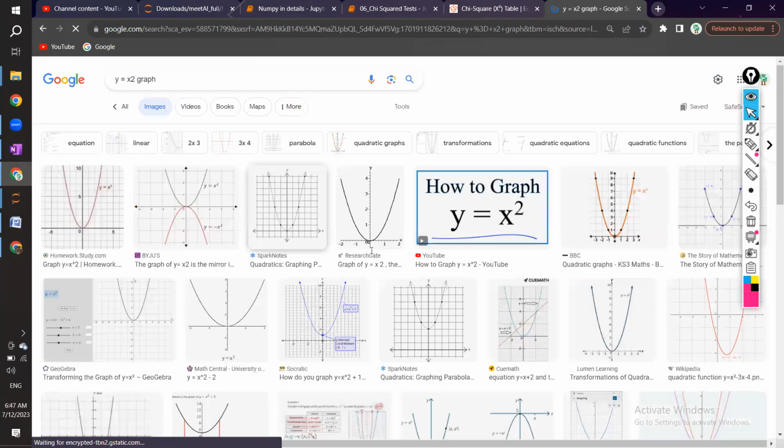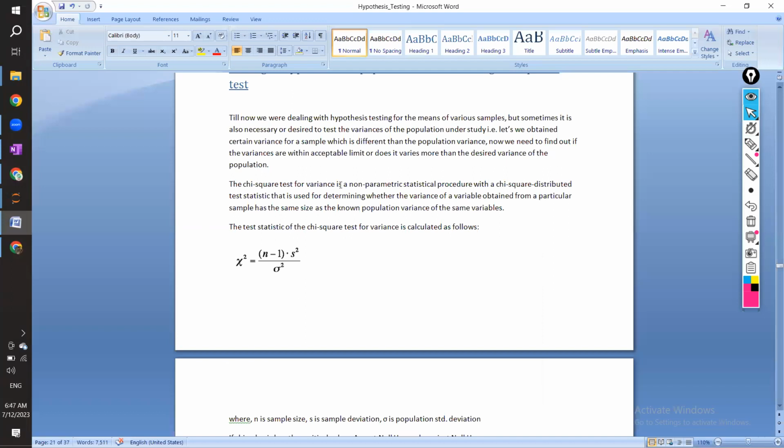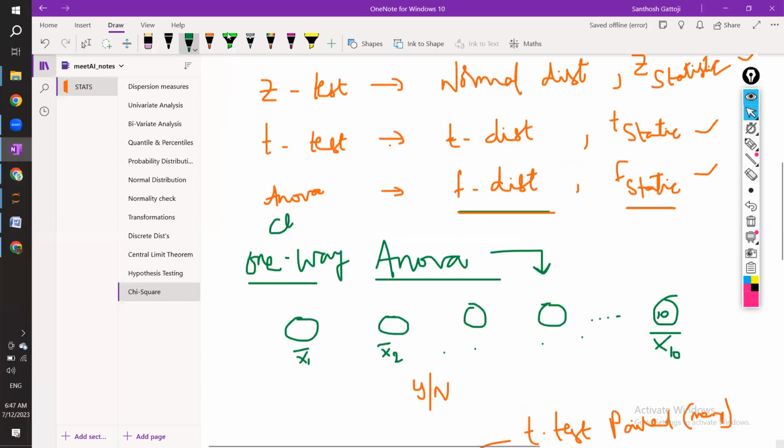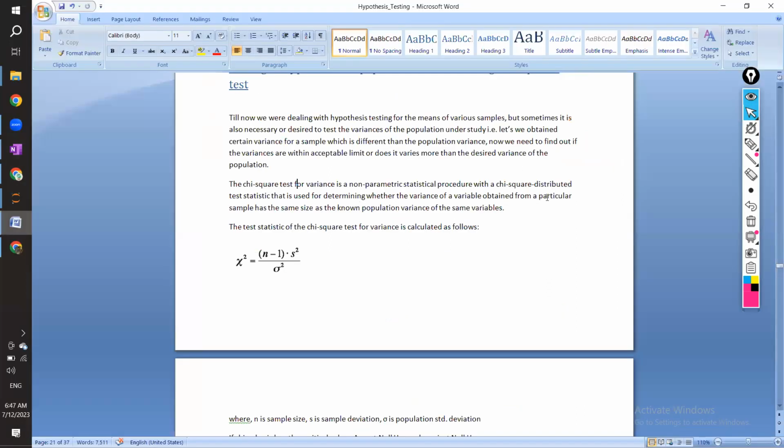The chi-square test for a variance is a non-parametric statistical procedure with a chi-square distributed test statistic. So the same concept applies: here you will have the chi-square test statistic. As I said in yesterday's class, when you do chi-square, it's called the chi-square test statistic. And the same concept, the p-value, everything will be the same.